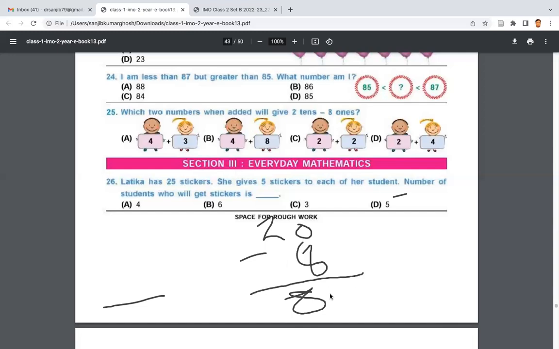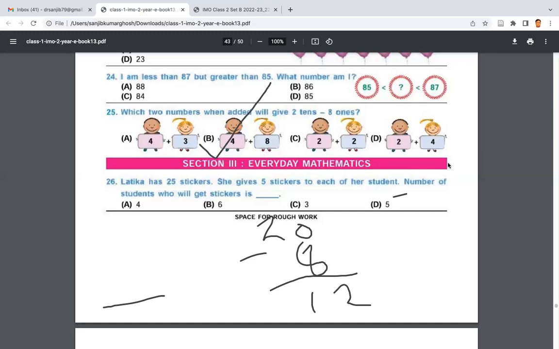20 minus 8. Wait, minus 8 is not 8, but do it correctly. Okay, 20 minus 8. 12. Very good, excellent. Very good job, beta. So 20 minus 8 will give the answer 12. Now find out among these options whose answer is equal to 12 among A, B, C, D.